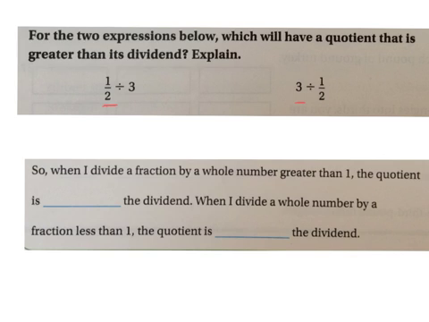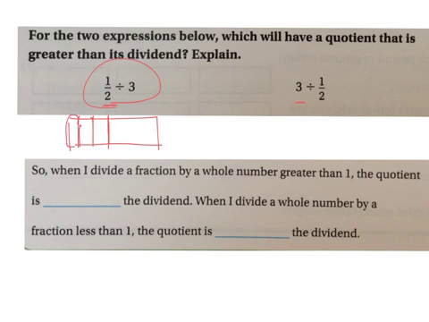So when I do 1/2 divided by 3, let's talk about this one first. Is the quotient going to get bigger or smaller than the dividend, and how do you know? It's going to get smaller because you're taking 1/2 and you're breaking it into 3 smaller pieces. Yeah, let's go ahead and model it out. Here's my 1/2, right, on the left side, and I want to break it into 3 smaller pieces. Divide it into 3 equal pieces.